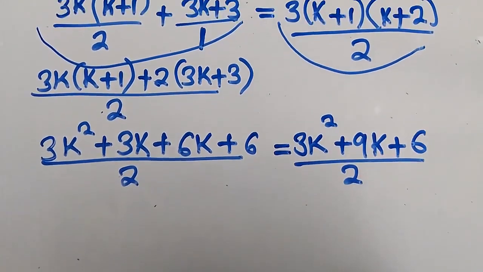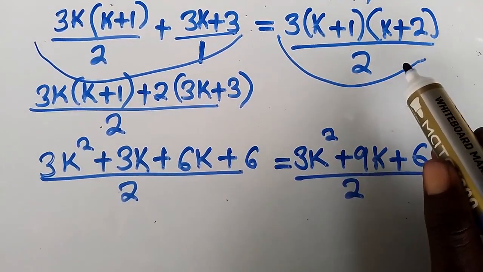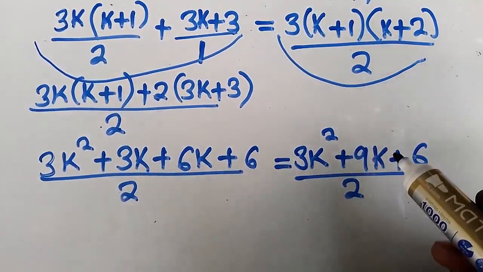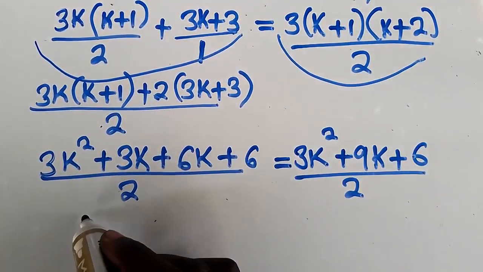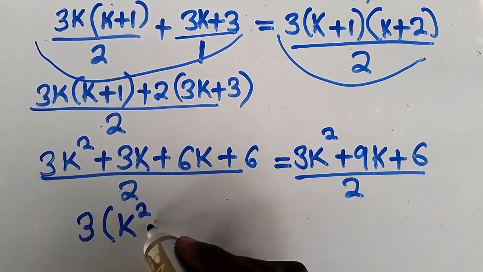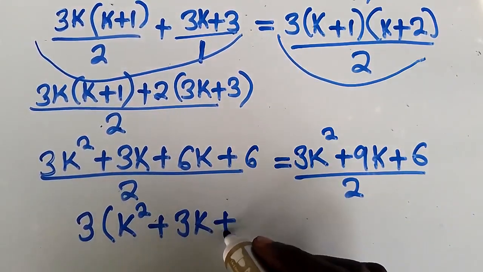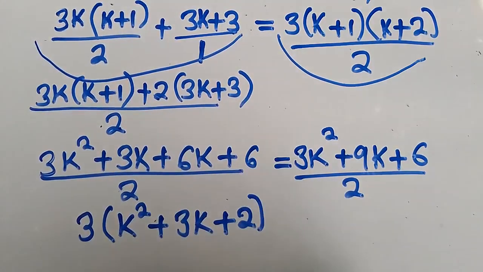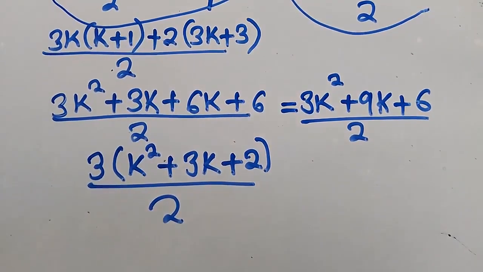Then you want to make sure that this expression looks exactly like this one. So what we are going to do here is factor out a 3. A 3 is common. Then I'm going to have k squared plus 3k, then plus 2, over 2. This is what I need to do. These are steps that you need to follow and understand.